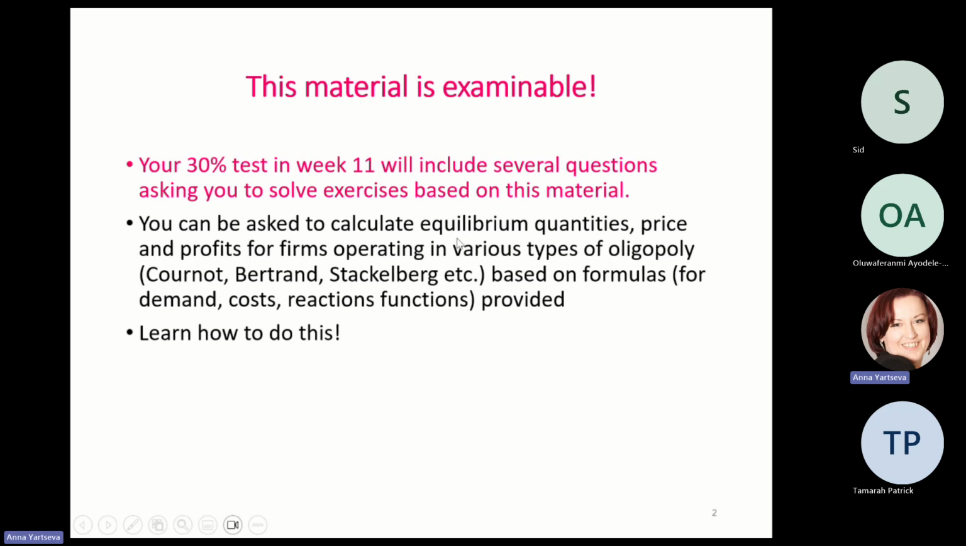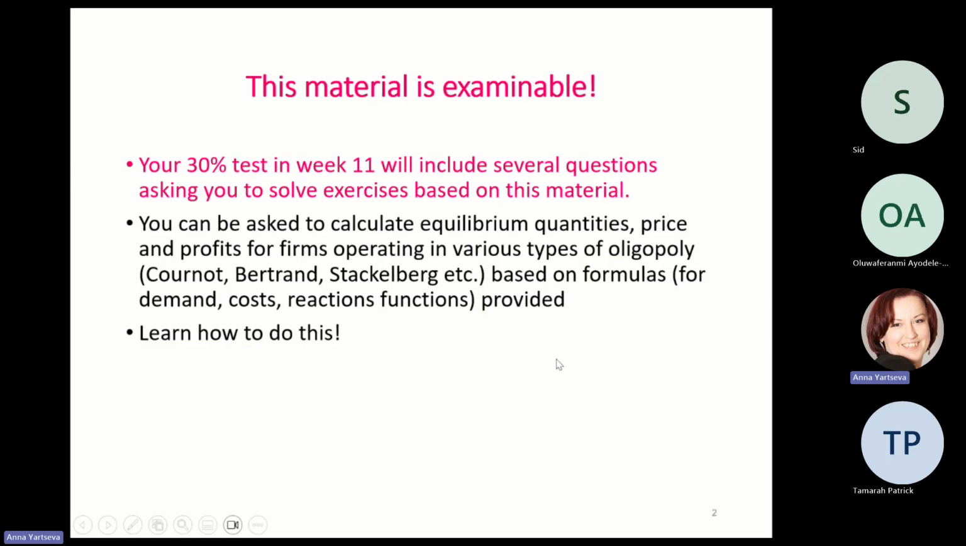You can be asked to calculate equilibrium quantities or prices or profits for different firms which operate in different types of oligopoly. So depending on what solution you are asked to find, Cournot, Bertrand, which we'll cover next time, Stackelberg or collusive equilibrium, you'll need to solve the exercise differently. It's similar to what we've done in one of the previous seminars, where you were given cost functions and a demand function, and you need to find equilibrium in perfect competition and monopoly with the same figures, right? We had to differentiate them by plugging in slightly different starting formulas.